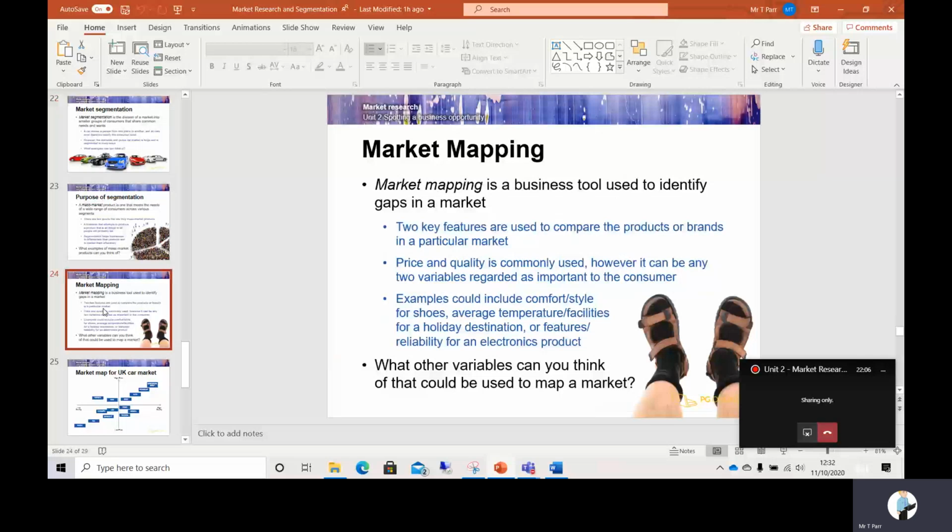So what you do is you choose 2 what's called variables of your market. Most of the time it's price and quality, and you do an X and a Y axis, and then doing a bit of research, you put your competitors on this map. Okay, and so you can see clearly whereabouts your competitors would be, and hopefully that can help identify if there's any gaps in the market. It says there you can use any 2 variables which are important to the customer. So you've got price and quality. That's the example we're going to be using. The other ones could be comfort and style for shoes, average temperature and facilities for holiday destination. It really depends on the product or the service.